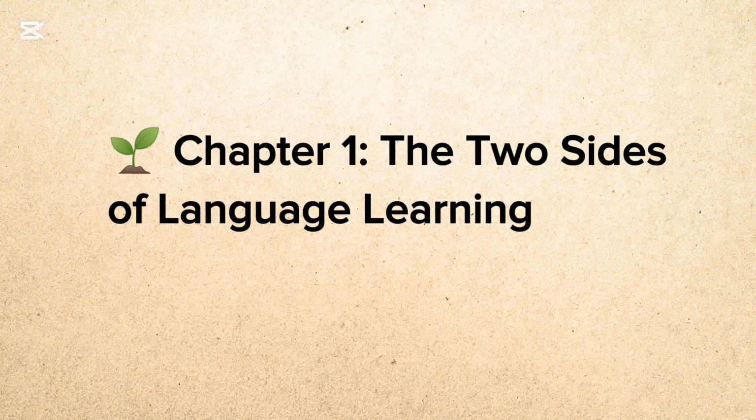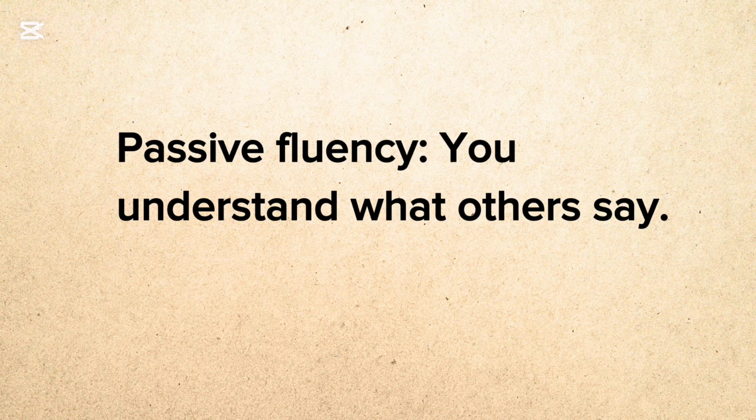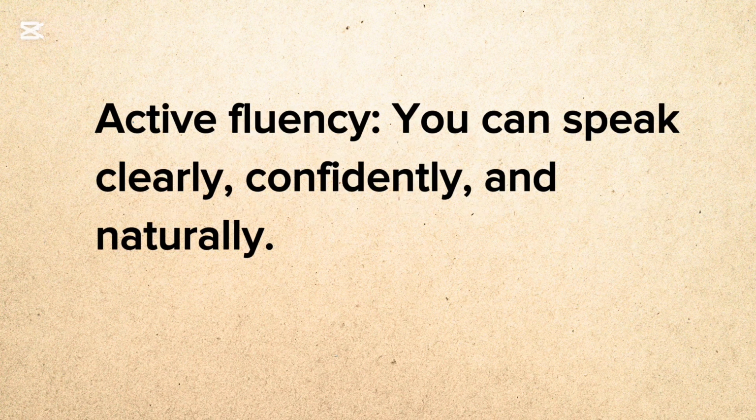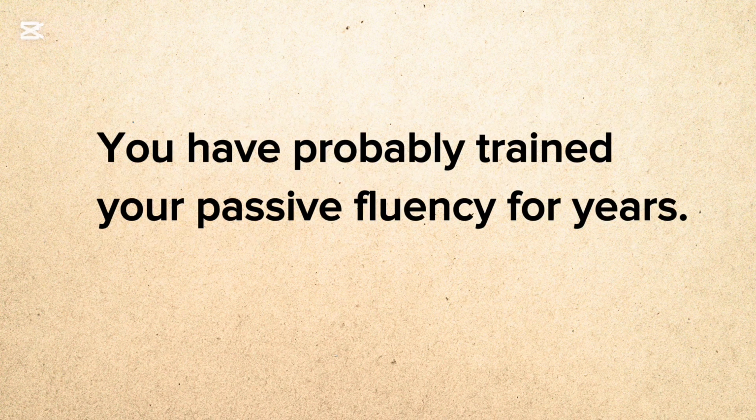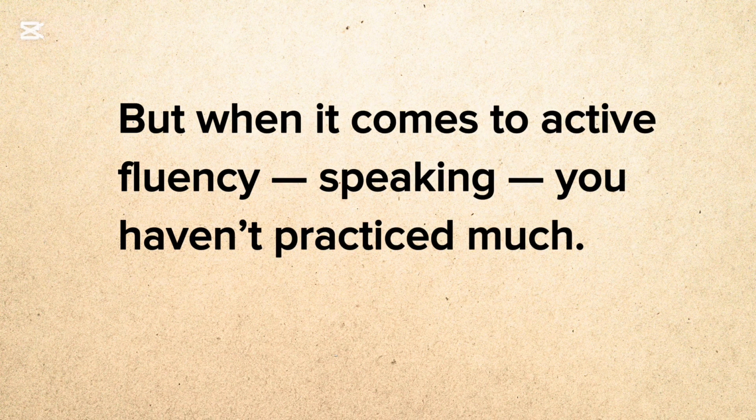Chapter 1. The two sides of language learning. Most English learners think there's only one kind of fluency, but actually, there are two. Passive fluency: you understand what others say. Active fluency: you can speak clearly, confidently, and naturally. You have probably trained your passive fluency for years. You watched English movies, read books, listened to podcasts. But when it comes to active fluency, speaking, you haven't practiced much.